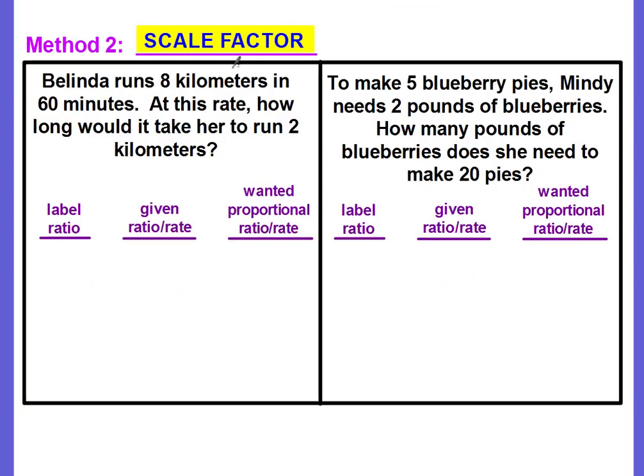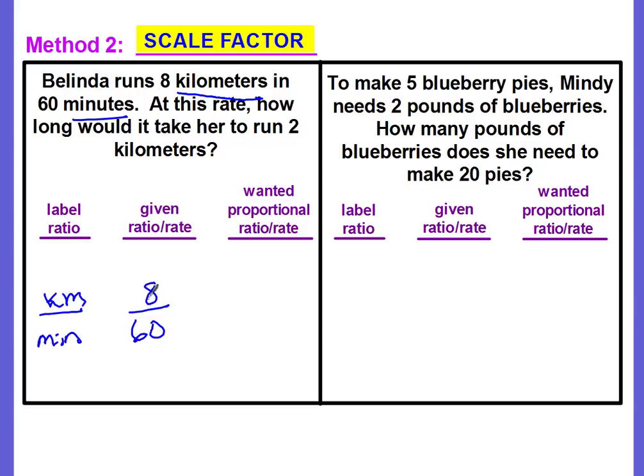Okay, method 2 is using the scale factor. Belinda runs 8 kilometers in 60 minutes. At this rate, how long would it take her to run 2 kilometers? We're going to do the same thing. Okay, label ratio. What are we comparing? We're comparing kilometers to minutes. So time usually always goes on the denominator, so this will be the minutes, which means the kilometers will be our numerator. The given ratio is 8 kilometers to 60 minutes.